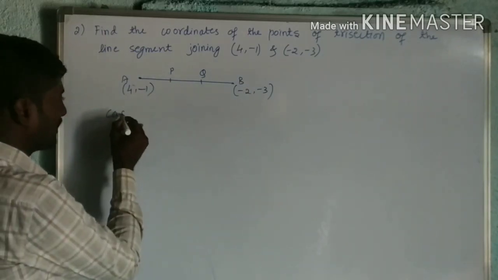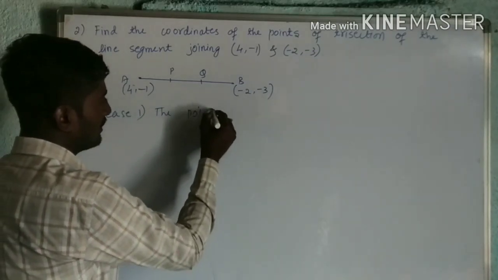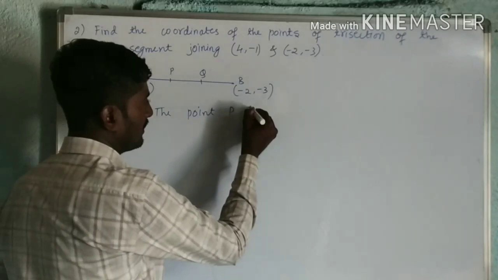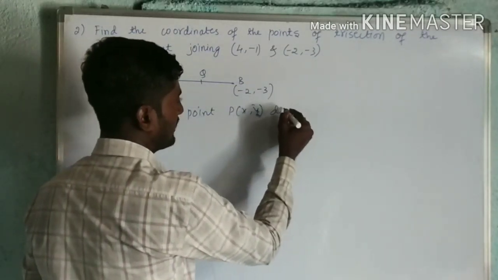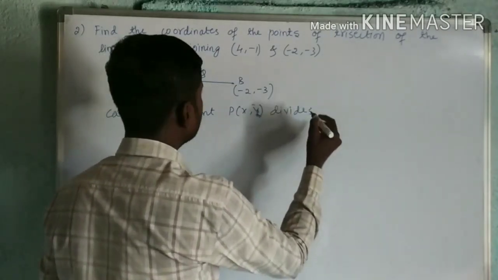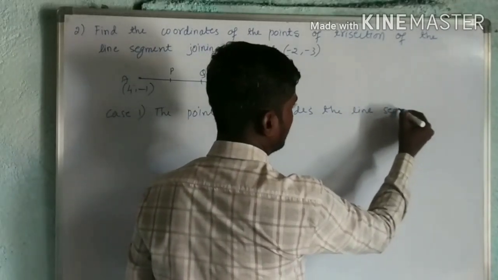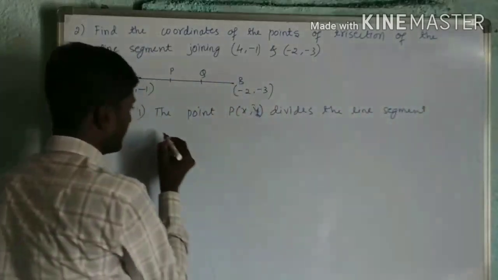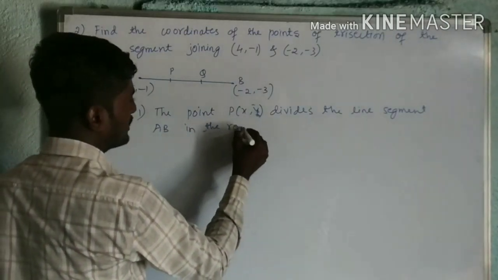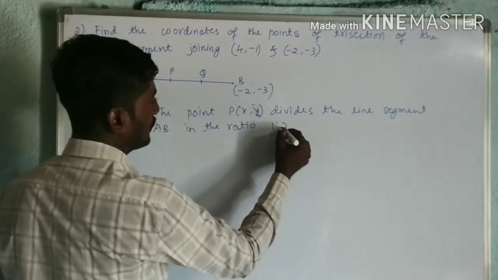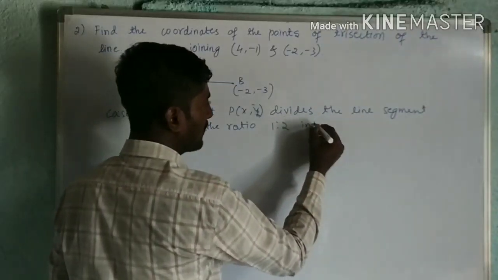I will take it as case number 1. The point P of x comma y divides the line segment AB in the ratio 1:2. Left side is 1, right side is 2 parts. Internally, this is important.